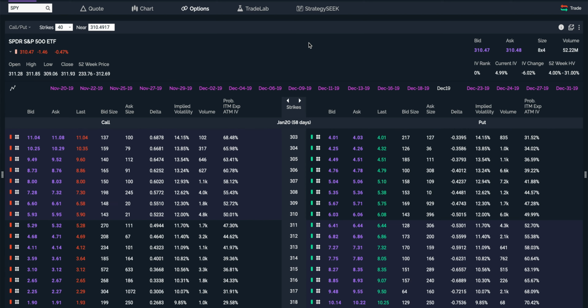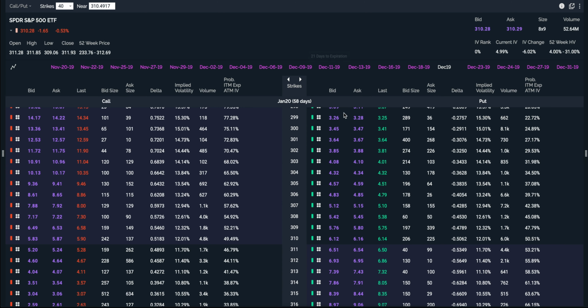What does that mean? A put credit spread means that we're selling an expensive option out of the money and then buying an option even further out of the money to ensure our position. Let's take a look. On the right side of the screen here, you can see the put options, and in the middle here is the strike price. Currently, the price of SPY is $310.